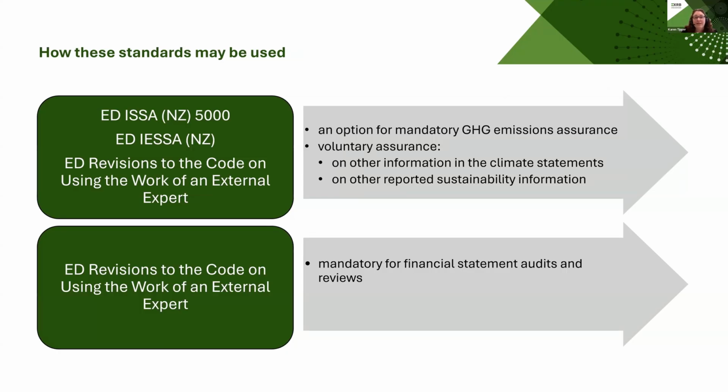So how may these standards be used in New Zealand? So the first 2 of these standards are proposed to be used as an adoption within our temporary standard NZ SAE 1 for the mandatory assurance of greenhouse gas emissions. So they would be included as an option within the standard. They are also proposed to be used for voluntary assurance. So if an entity seeks voluntary assurance on other information in the climate statements or any other reported sustainability information. And as I said before, the revisions to the code on using the work of an external expert are proposed to be mandatory for financial statement audits and reviews, as they propose changes to the extant code PES 1.